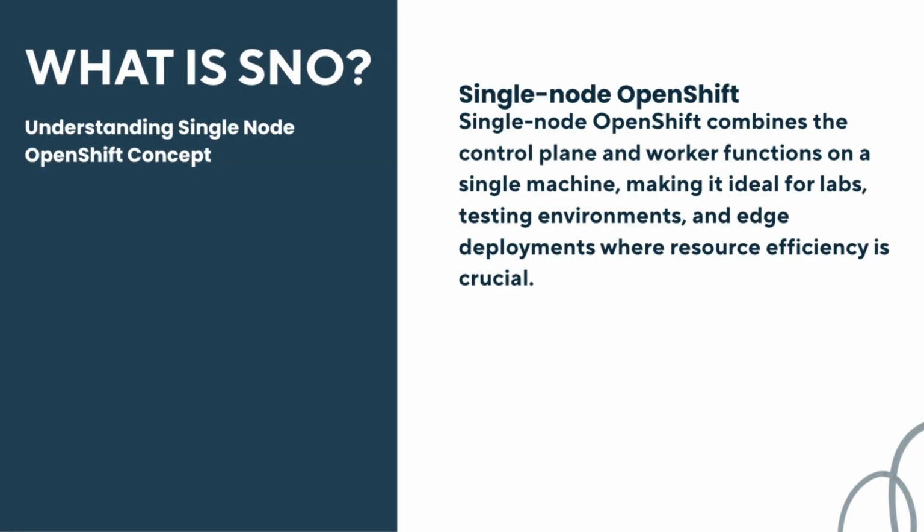What is single node OpenShift? Single node OpenShift is a lightweight OpenShift deployment model where the control plane and worker role run on the same machine. It gives you most of the OpenShift capabilities but in a compact single server footprint.